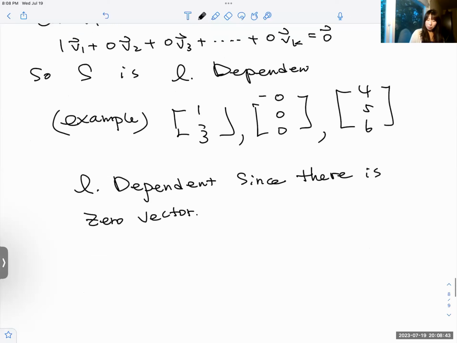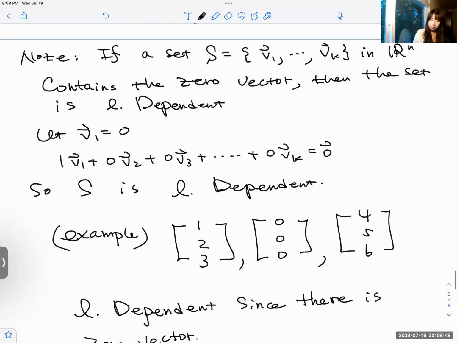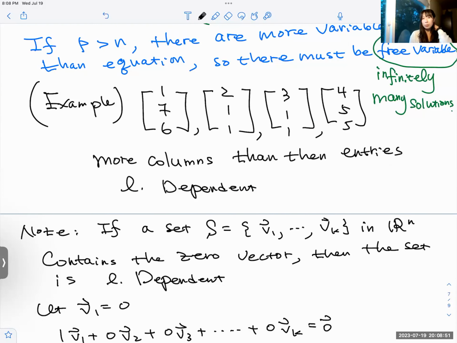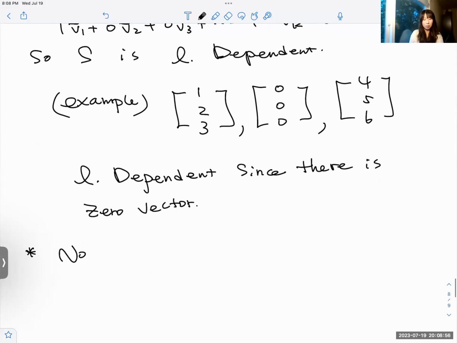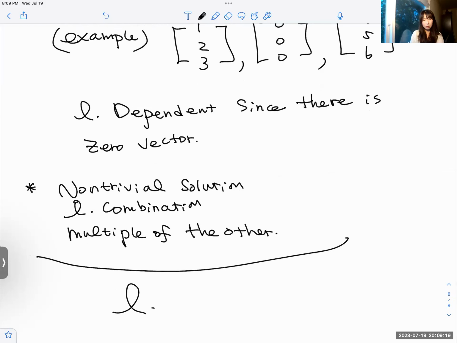Okay, could you scroll up to the other example you wrote real quick? Sure, this one? Okay, yeah, that's good. Thanks. Non-trivial solution, linear combination, and multiple of the other. So everything is linearly dependent.